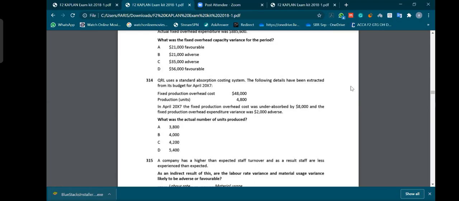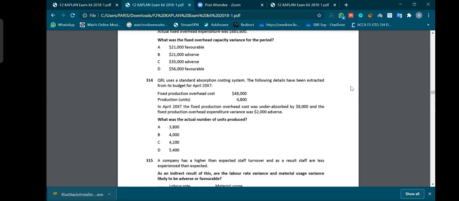What is the formula for absorbed overhead? Absorbed overhead is actual units into OAR. I can find absorbed overhead as 42 because it says it is under absorbed. Under absorbed means absorbed overheads are less than actual. Actual is 50, absorbed is 42. So 42,000 is equal to X multiplied by 10, and then X is equal to 42,000 divided by 10.